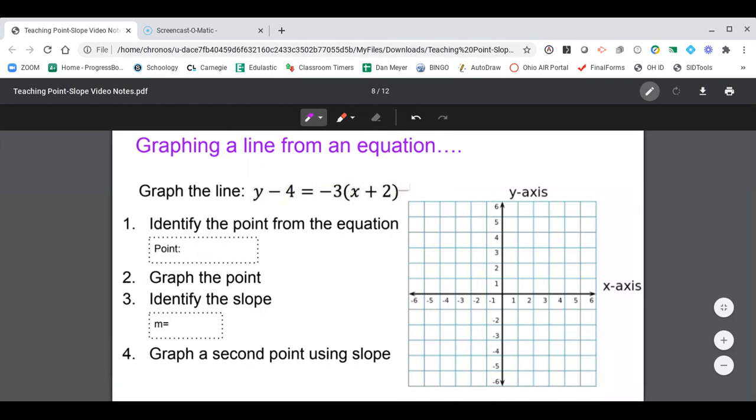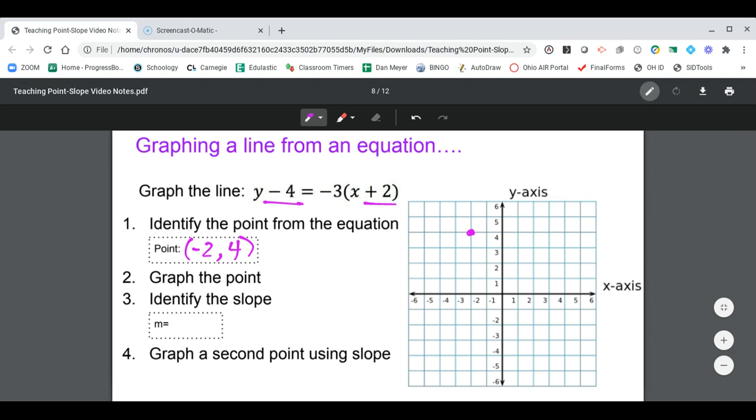All right, identify the point from the equation. I see a +2, so my x coordinate is -2. I see a -4, so my y coordinate is a +4. Do the opposite. So when I'm graphing a line, there are two things I need: the location and the shape. So the point gives me the location. So -2, -4. Or sorry, I did that wrong. Hopefully you guys caught that before you wrote it down. -2, +4.